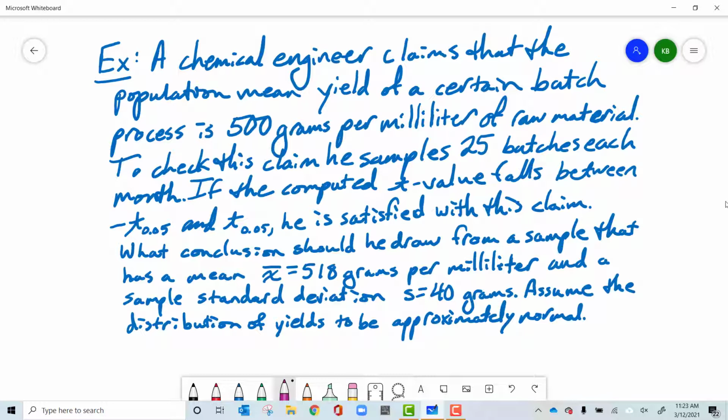All right. So what we're asked is, what conclusion should he draw from a sample that has a mean of 518 grams per milliliter and a sample standard deviation of s equals 40 grams? Now, we're going to assume the distribution of yields is approximately normal. So we've got a symmetric distribution.